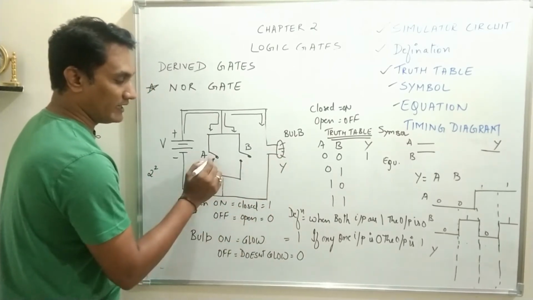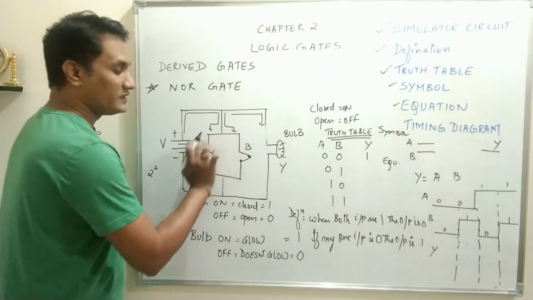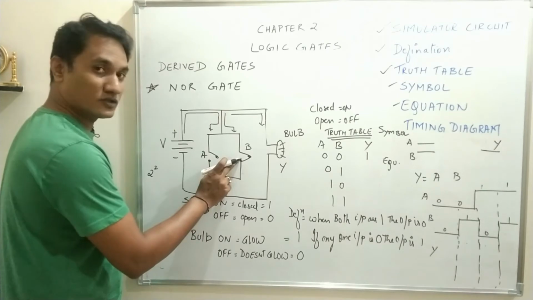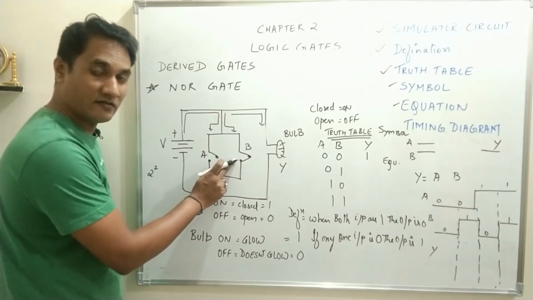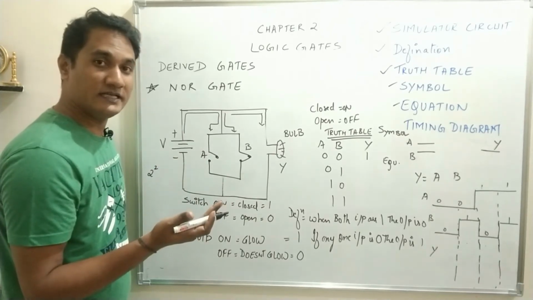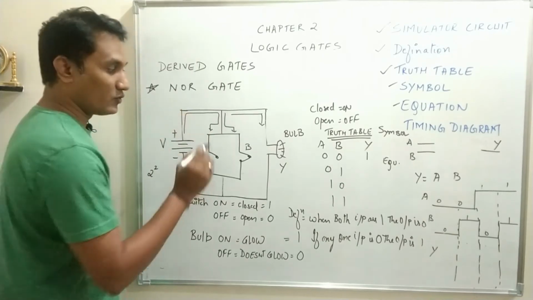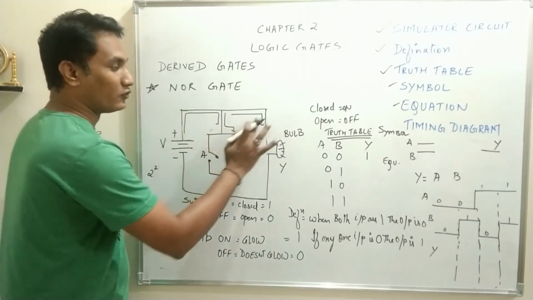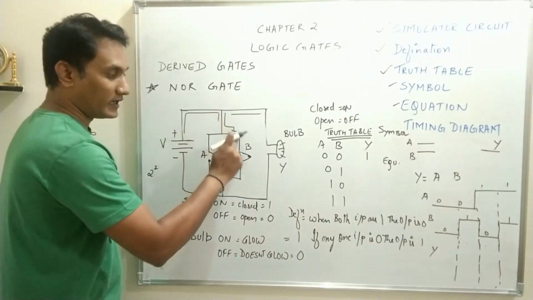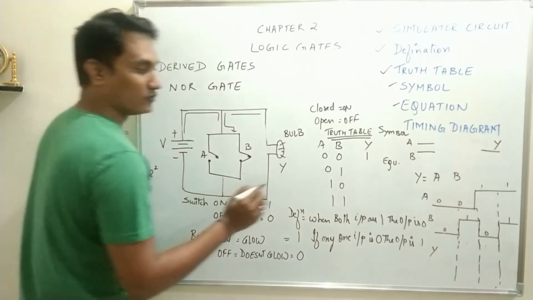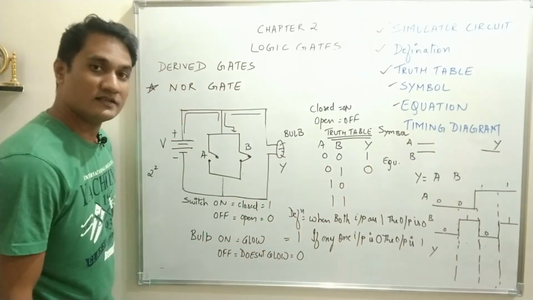Switch 0, A is open, switch 1, that is B is closed. So out of these two switches, B is closed. As soon as B is closed, a short circuit is created. Short circuit created means the resistance through that path is 0. So what happens is no current will flow through the bulb, no current will flow through A, all the current will flow through B to the ground. So as there is no current flowing through the bulb, the output Y will be equal to 0.